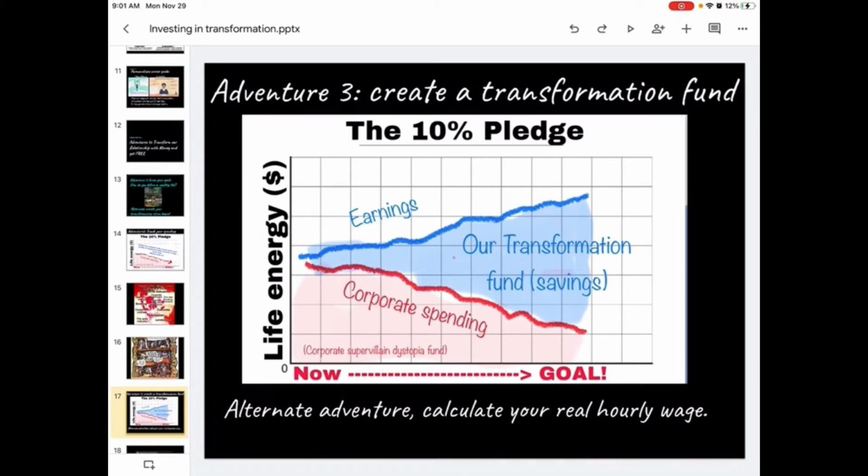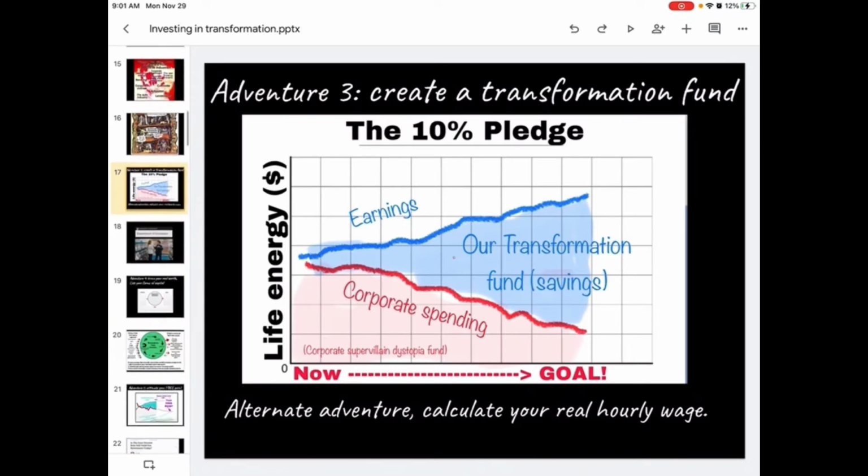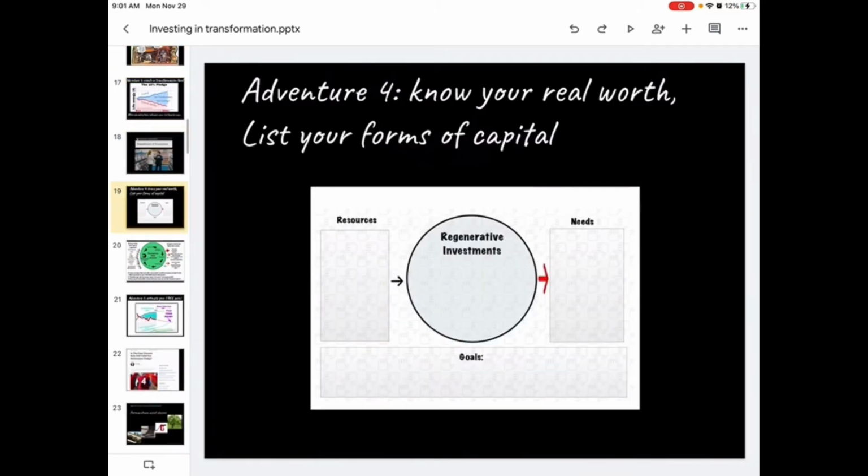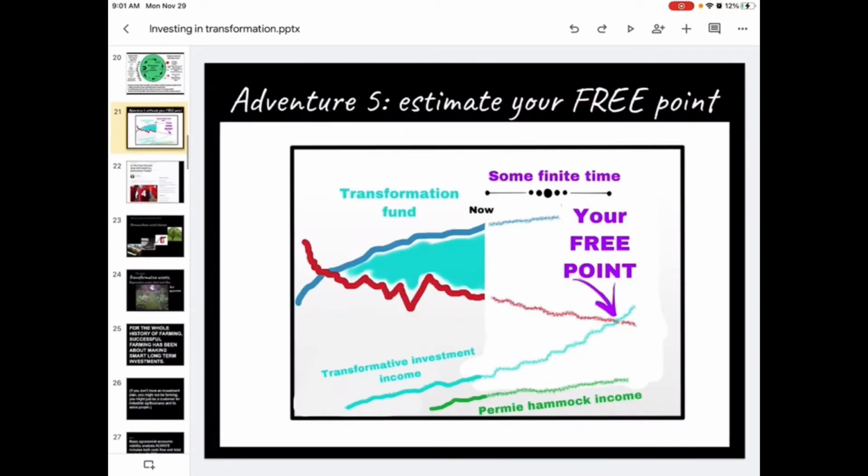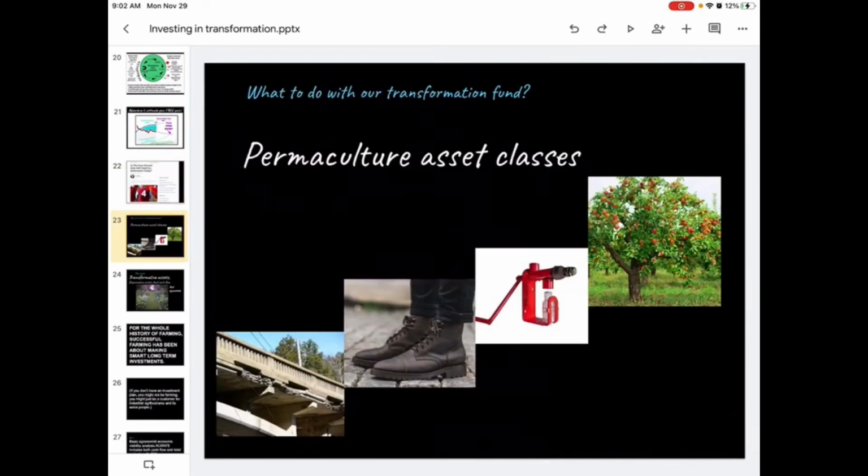Another thing that's a little bit different is as we reduce our spending lower than what our earnings are, of course, we have what is conventionally called savings. But we rebrand this our transformation fund, recognizing that it's this money that we're using to transform our lives and transform the world. And we never want to lose track of that. So we call that our growing transformation fund. Again, as I scroll over here on the left, you can see quite a lot of different ideas here for how to go about getting free.